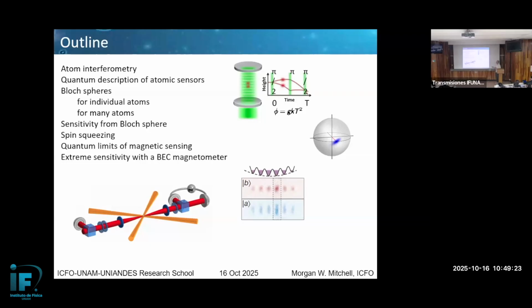And then I can show how that gives sensitivity in an instrument, and then I can show how to generate spin squeezing and why, and then what that means. And then if I get to the end, I will talk about quantum limits of magnetic sensing and somehow why a Bose condensate is at present the best magnetic sensor.